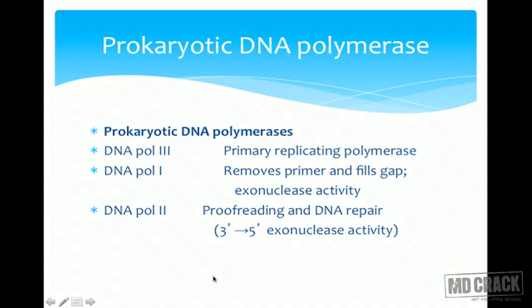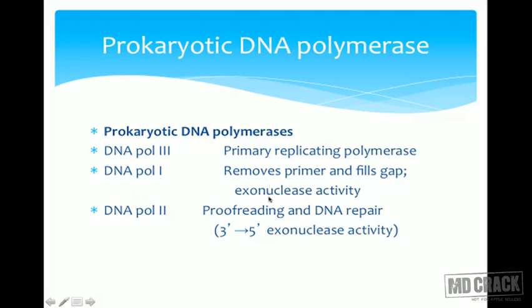Now let us look at the features of DNA polymerase. I said DNA polymerase is required. So let us look at the different DNA polymerases. If you look at the prokaryotic DNA polymerases, they have three types: Pol 1, Pol 2, Pol 3, out of which DNA polymerase 3 is responsible for replication. The most important enzyme for the whole replication process is DNA polymerase 3. What does DNA polymerase 1 do? It removes the primer and fills the gap.